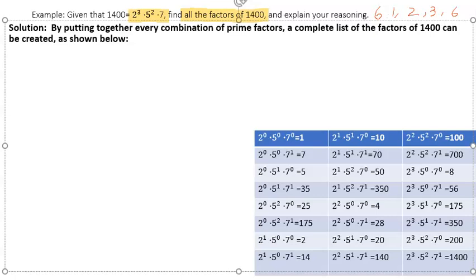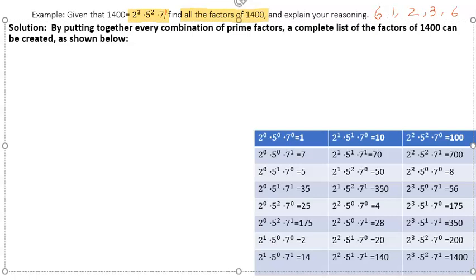So we start with 2, and then another 2, and another 2, and then 5, and 5, and 7. So we will be able to see that 1400 can be made by multiplying 3 copies of 2, 2 copies of 5, and 1 copy of 7. Notice that the exponents here show us how many copies of this number would be in there. And for the number 7, it doesn't have an exponent, but we should know that we automatically assume it means 7 to the first, because it's 1 copy of 7.